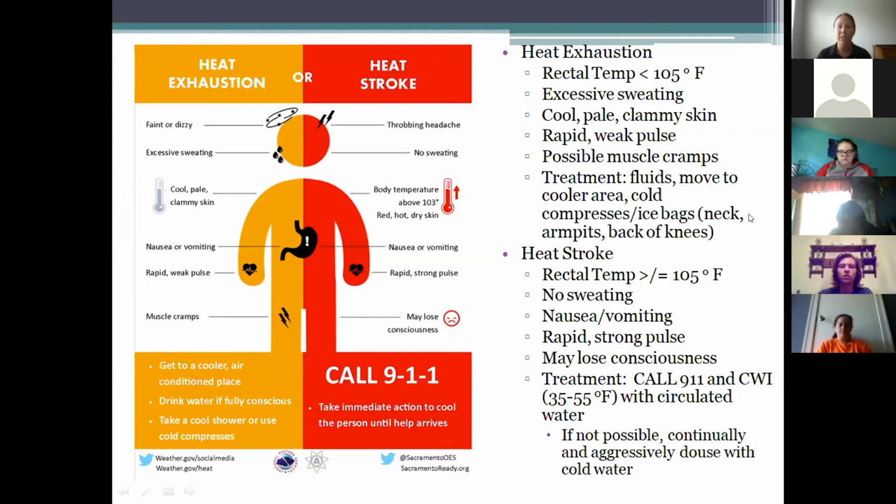Now, if a pool is not available to you and that's not possible, you want to just continually and aggressively be dousing them with cold water, okay? We need to, by any means necessary, get their body temperature down while waiting for help to arrive. But as always, call 911 first.